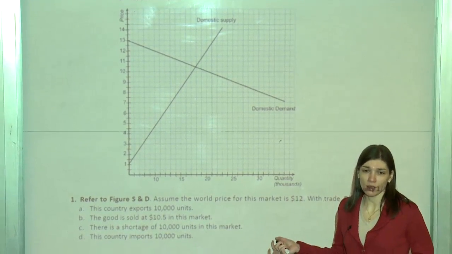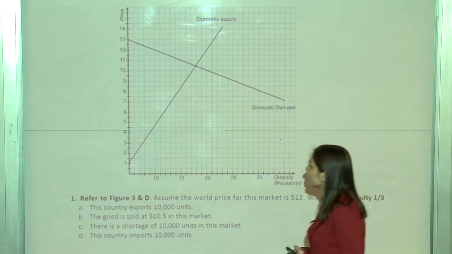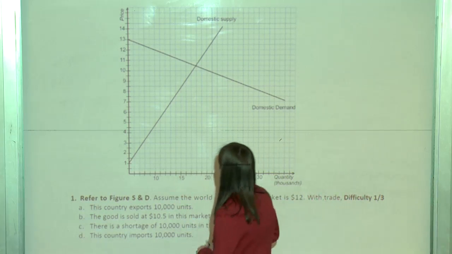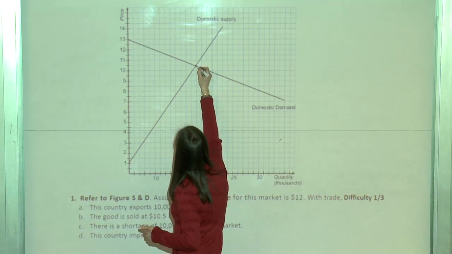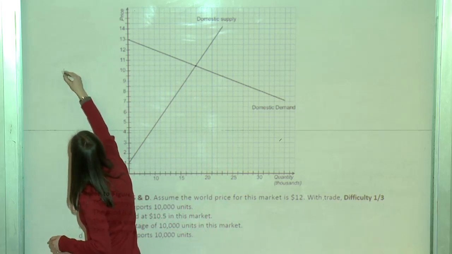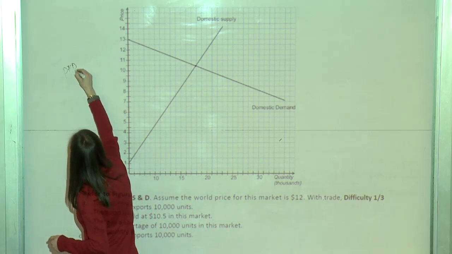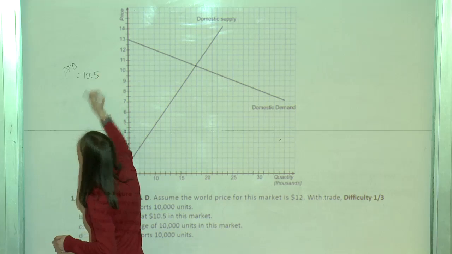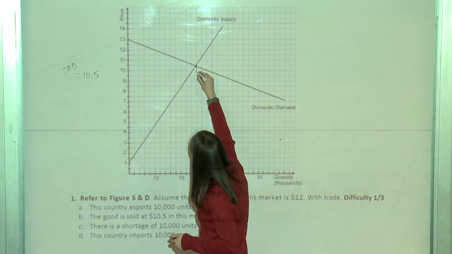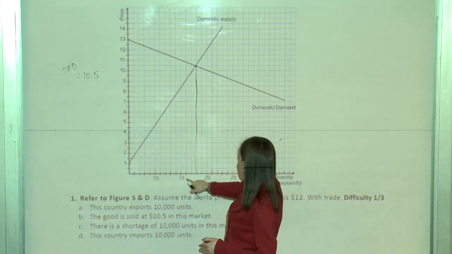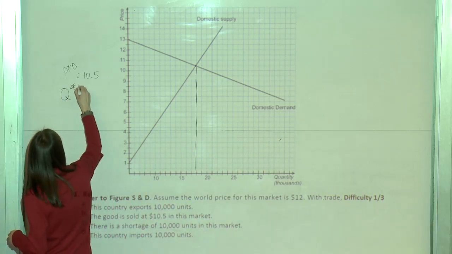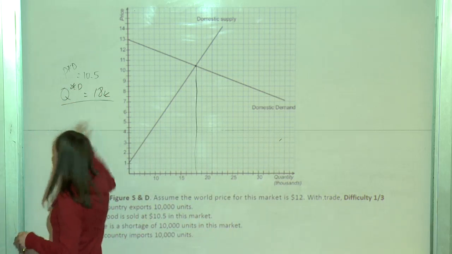Well, first of all, if we don't allow for trade, what would be the equilibrium price in this market? Just the domestic price. It will be whenever they intersect, right? So the supply and demand domestically intersect at this point. So the equilibrium domestic price is $10.50, right? And the equilibrium quantity would be, well, we'll find it on the x-axis. So that's 18, right? 18,000. All right, so that's without trade.